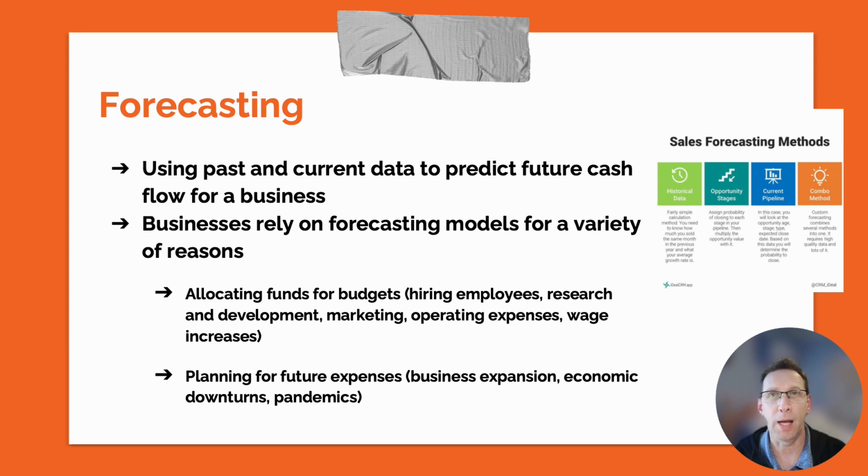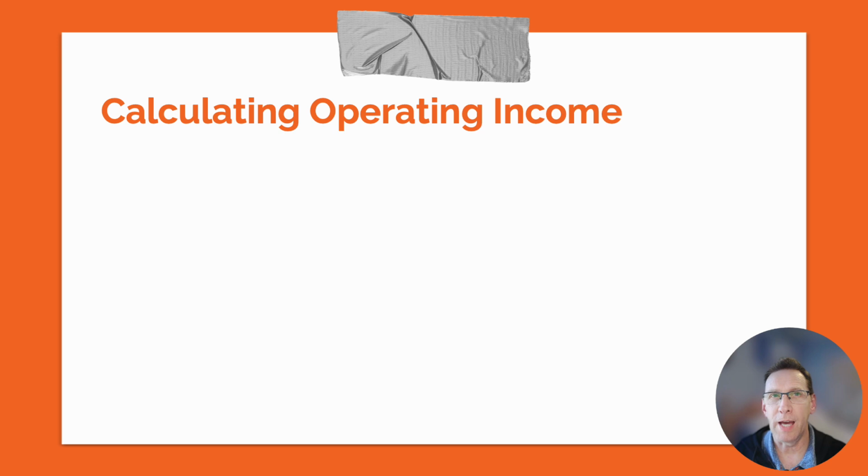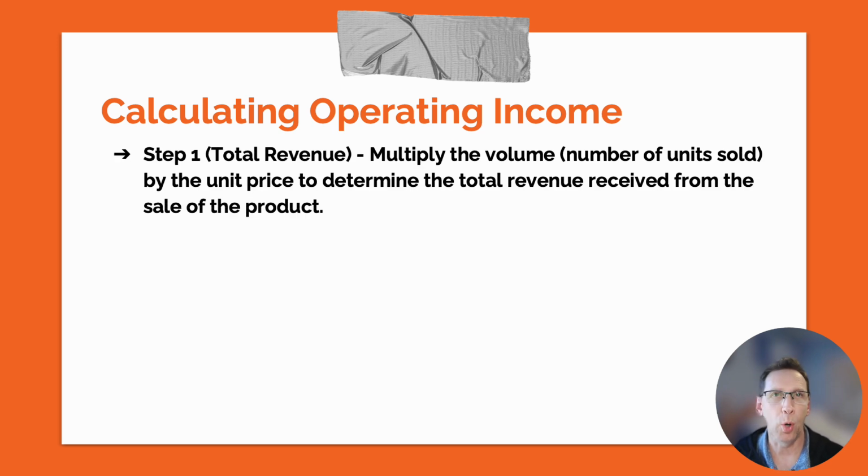Now, there are different kinds of forecasting methods, and you can see in this little diagram some of the various types of sales forecasting methods. But we're going to look specifically at calculating operating income. So step one is determining your total revenue. You do this by multiplying the volume, which is the number of units of goods sold, by the unit price to determine the total revenue received from the sale of the product.